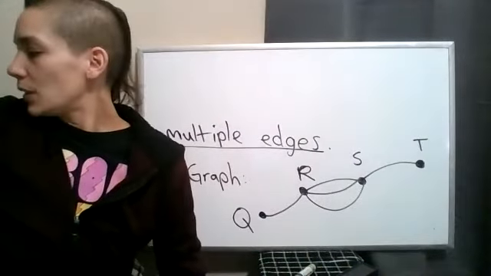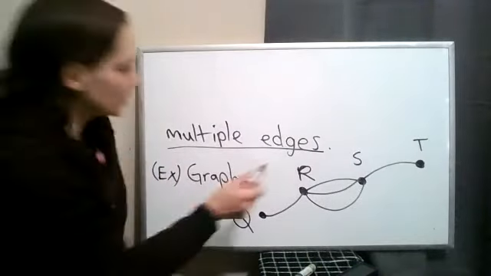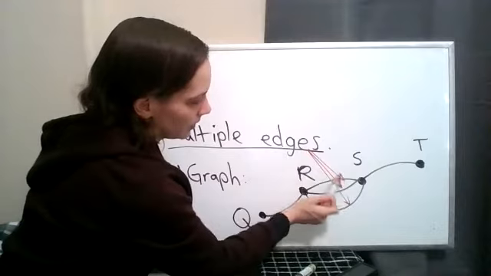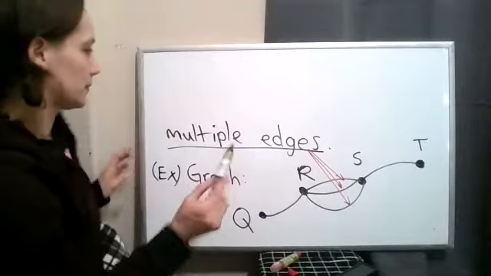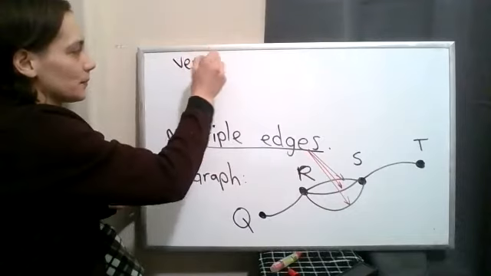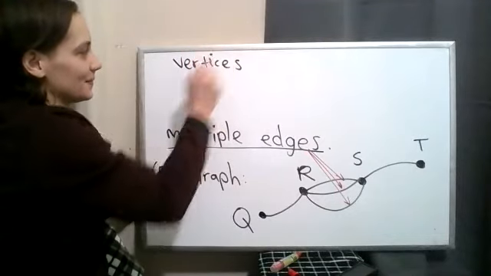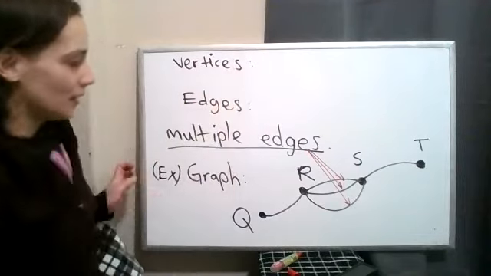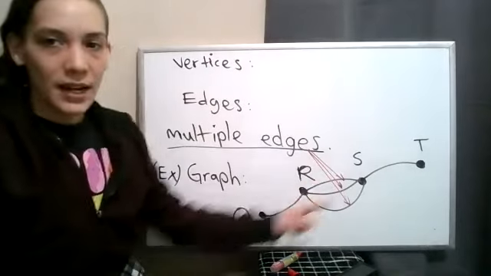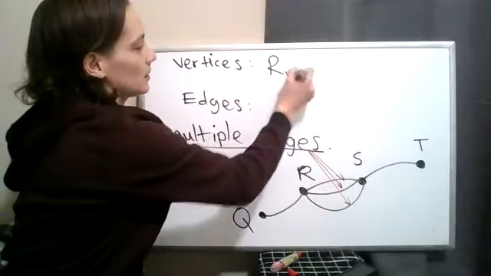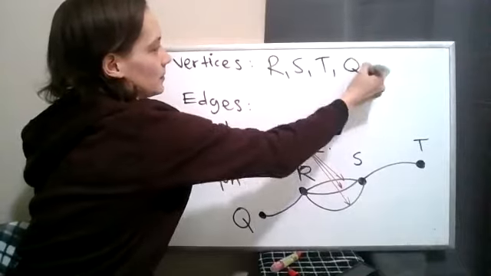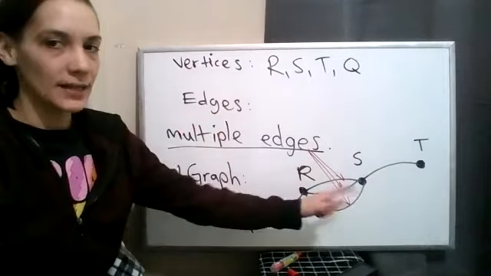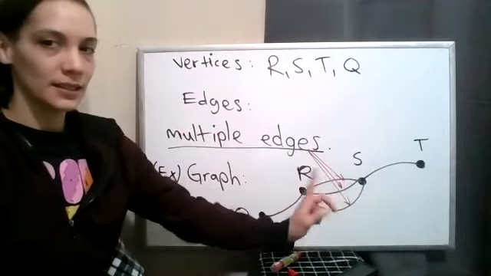Okay, let's do a little labeling here with multiple edges. All right, we want to list our vertices R, S, T, and Q. The edges are going to be QR, RS, RS, RS, ST.